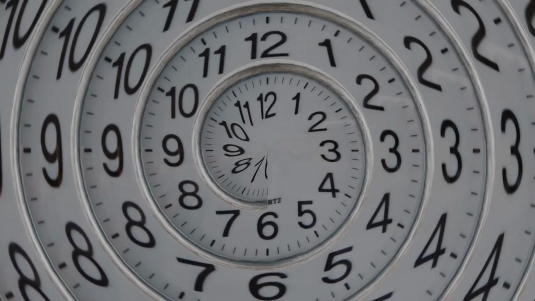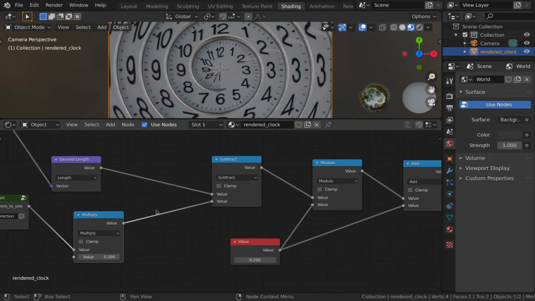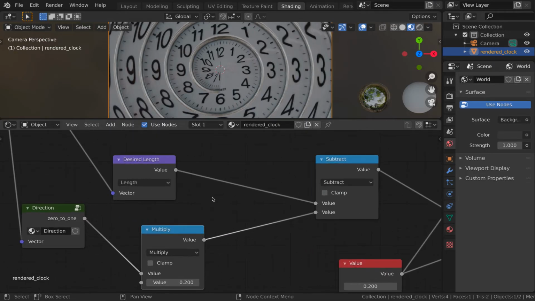Now we've got a spiral. However, it's not quite right, is it? Moving away from the center, it spirals forever. But right at the center, it just abruptly stops. We want a spiral that goes to infinity at the center. We can do that with a math node set to the divide function.